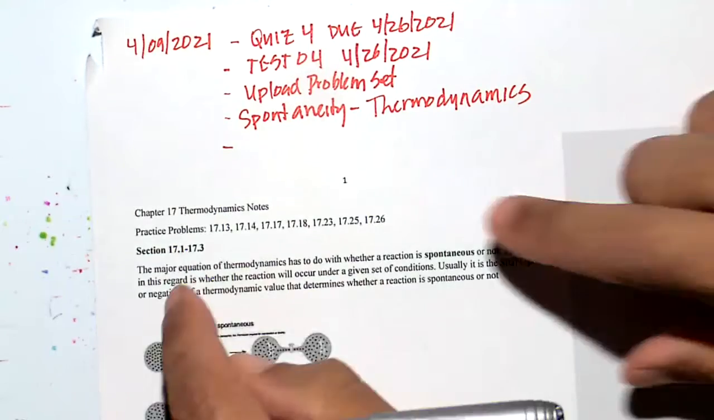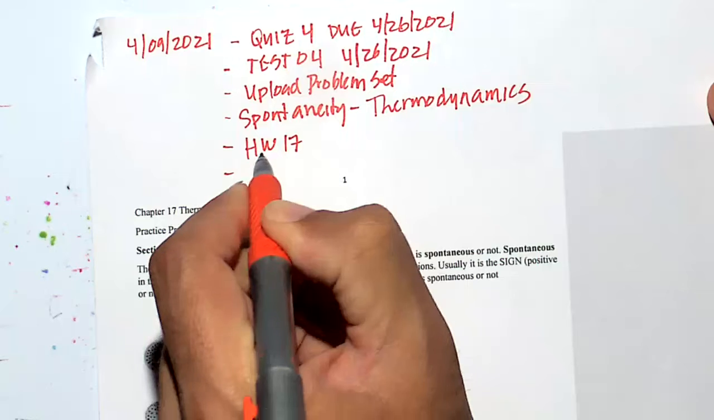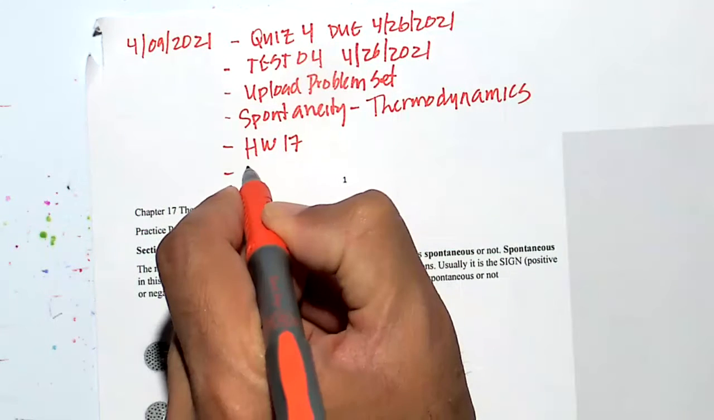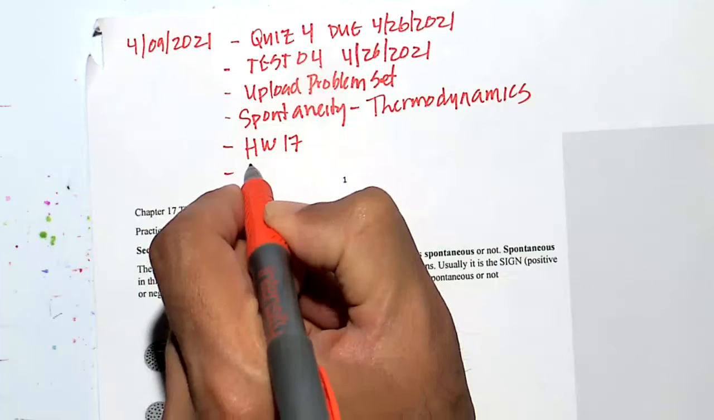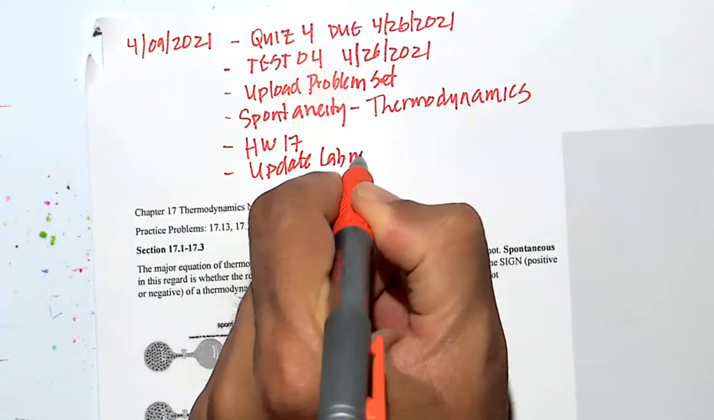Work on homework 17, and I'll give you a due date. Okay, so work on that, and I'll put in the 10 points. And then for your lab, since we're heading towards the end, update your lab notebook, and I'll give you 100 points.